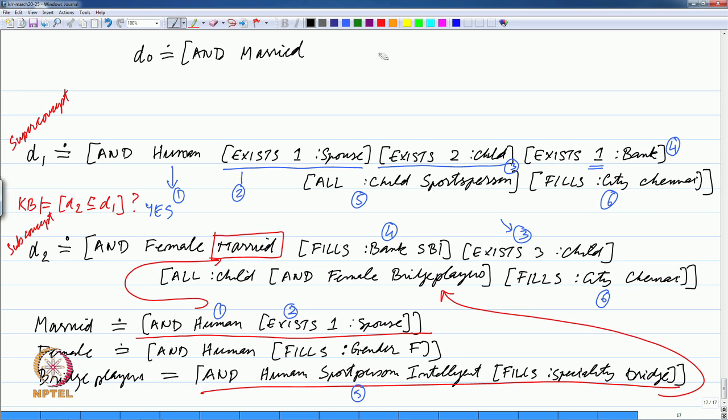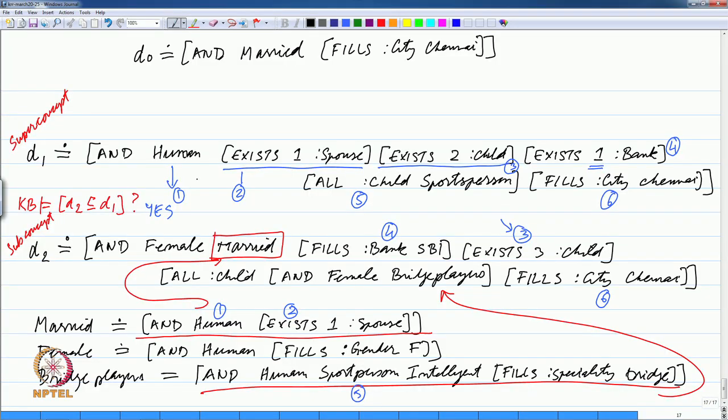Actually, I do not need this. What is this saying? All the married people who live in Chennai essentially. So, all those people who are married and who live in Chennai. Does this subsume the two concepts that we have?